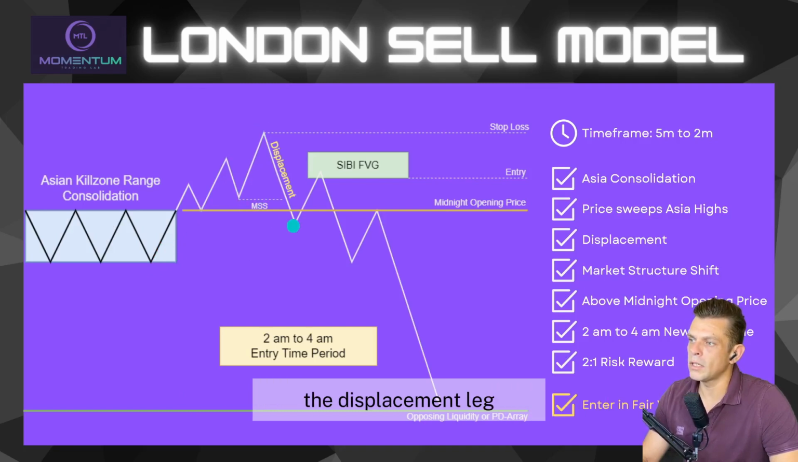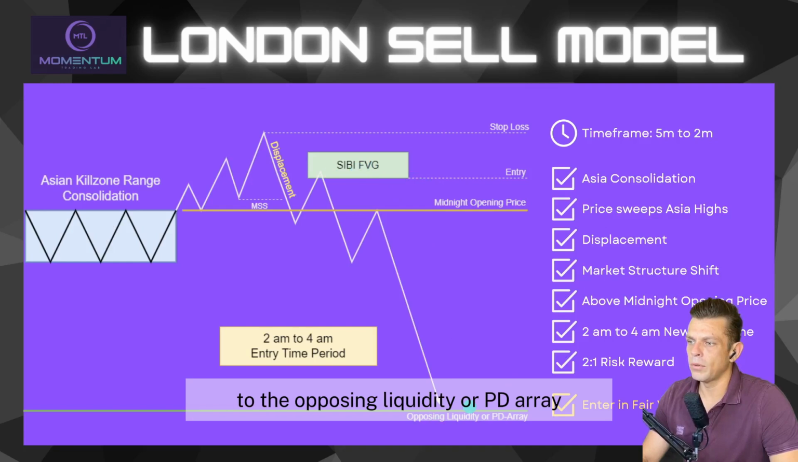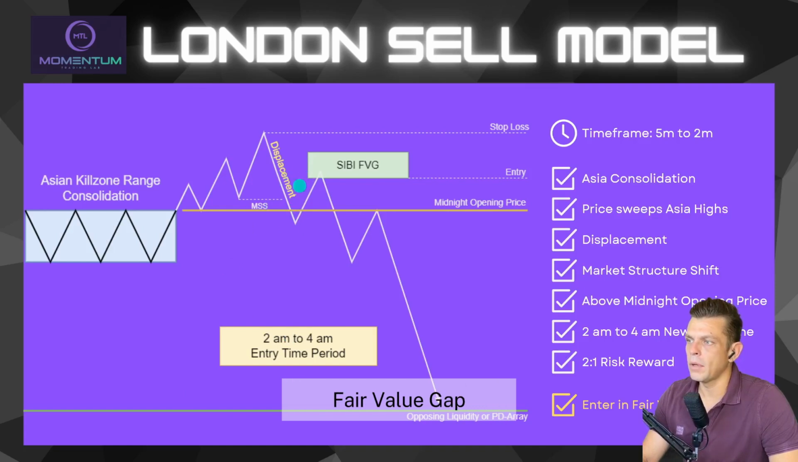And then if the displacement leg breaks that last higher low, then you can look, okay, where is the opposing liquidity for my target? Is that a 2-to-1 risk to reward ratio from the fair value gap to the opposing liquidity or PD array? Then you can enter on a retrace in the sell side fair value gap, provided you take that entry in the time period, which is from 2 a.m.